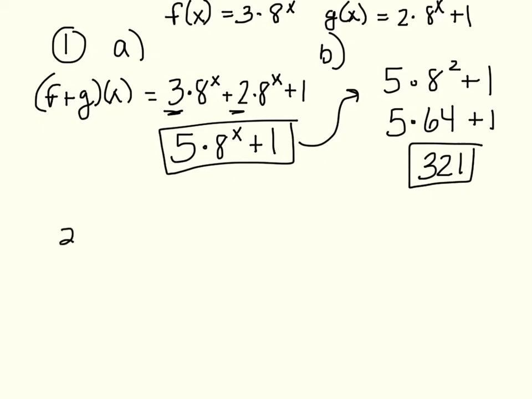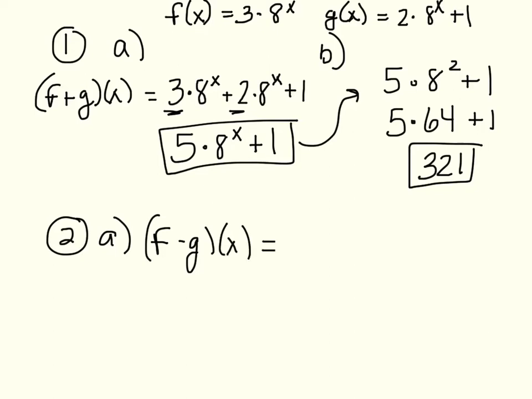Number 2. Same thing, but now we're going to subtract. Here's the only difference, and this is the only thing that makes it a little hard. I mean, it's really not, but it's the only thing that can trick people up. When you're subtracting them, we are subtracting f of x, which is 3 times 8 to the x, minus all of g of x. So you have to have parentheses around what you're subtracting. 2 times 8 to the x plus 1.